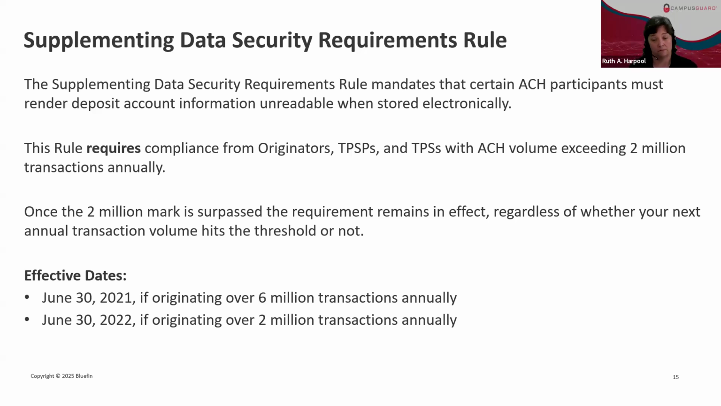This rule applies to the originators, third-party service providers, and third-party senders whose ACH volume exceeds 2 million transactions annually. Once again, I'm hard pressed to think of perhaps only 2 universities in the United States that may have more than 2 million annual ACH transactions in or out. These aren't ones you're receiving, these are ones you're originating, right? So universities don't tend to fall under this rule because you don't hit that 2 million mark.